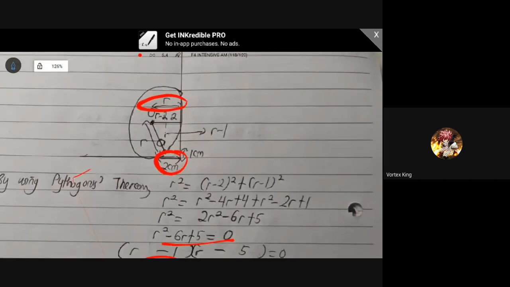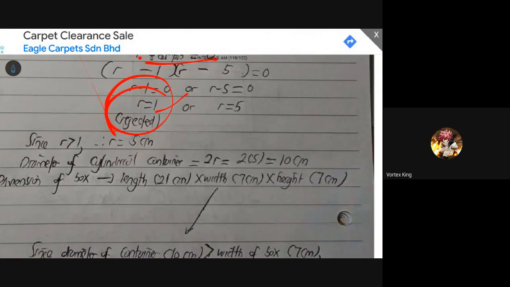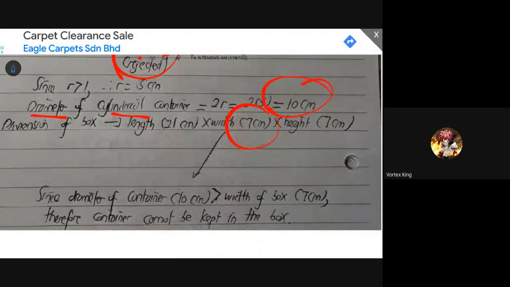Okay. So that's why we accept R equals 5. And then we can count the diameter. Cari diameter kotak cylinder tu. So 10 cm. And then you compare with the width over here. Bandingkan dengan lebar cylinder tu. So since the diameter is greater than the width, therefore container cannot be kept in the box. 10 cm lebih besar dari 7 cm. Okay guys, can you understand? Boleh faham soalan ini? Very good.